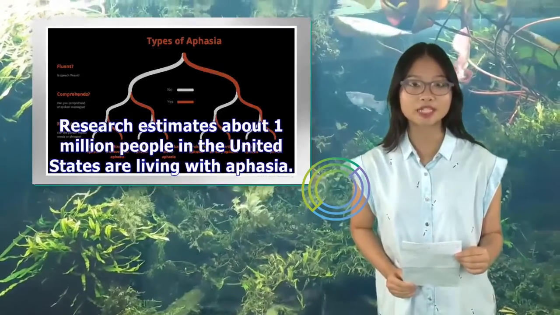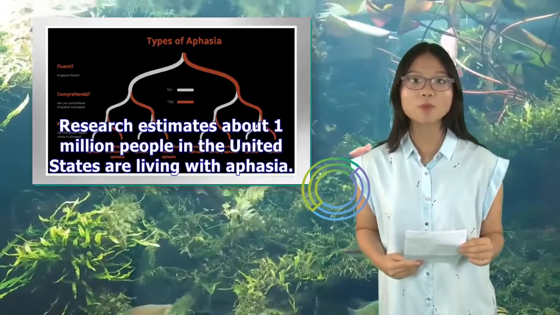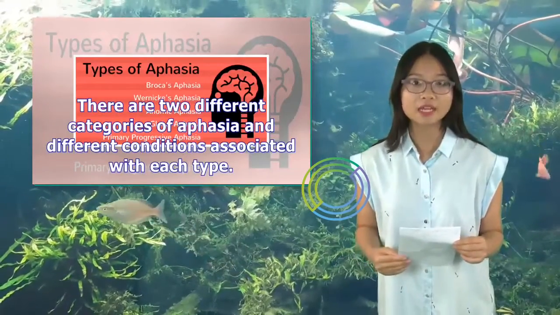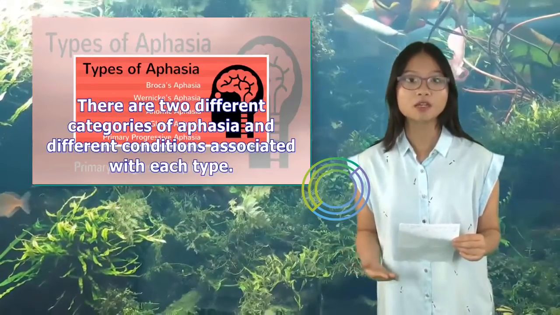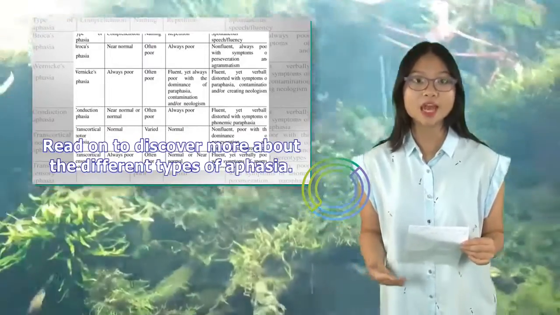Research estimates about 1 million people in the United States are living with aphasia. There are 2 different categories of aphasia and different conditions associated with each type. Read on to discover more about the different types of aphasia.